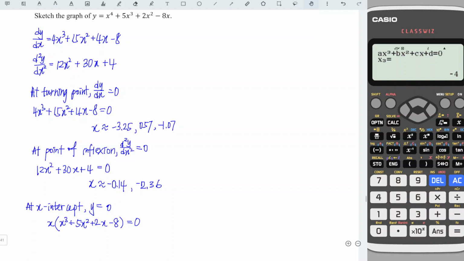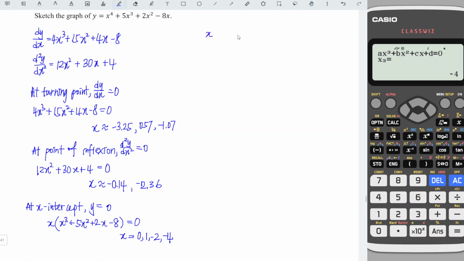So which means that the points of x-intercept, for the x-coordinates, we have 0, 1, negative 2, and also negative 4. With all the x coordinates, we are now able to determine the y coordinate. So we can make use of a table so that it looks better.